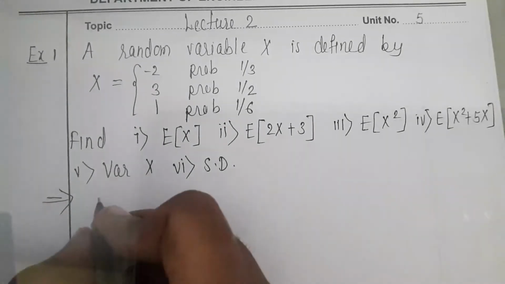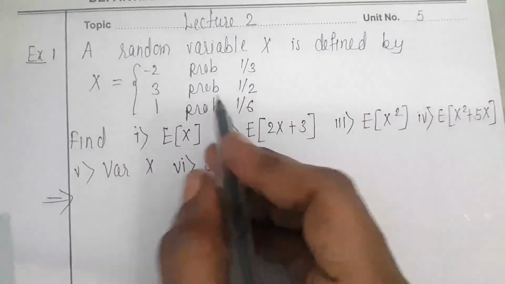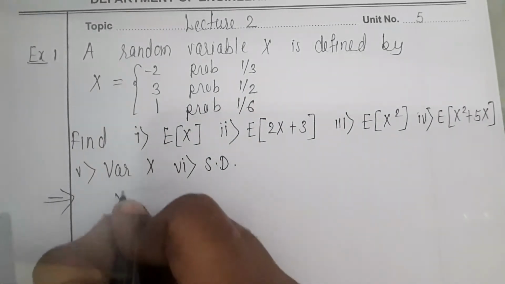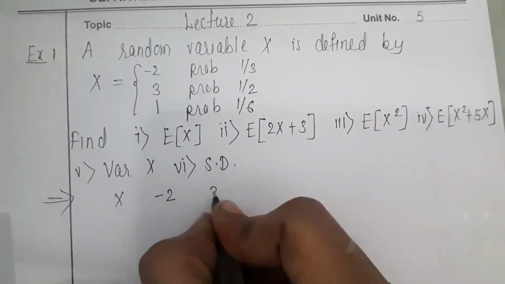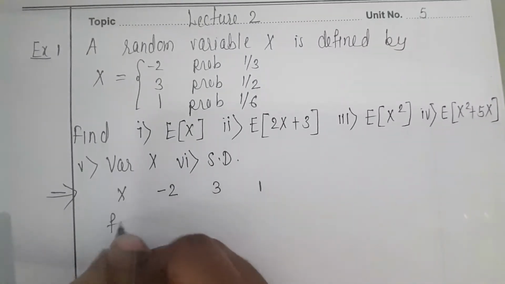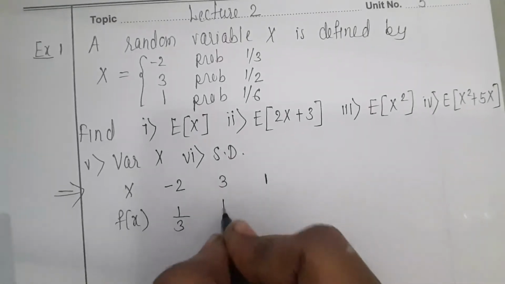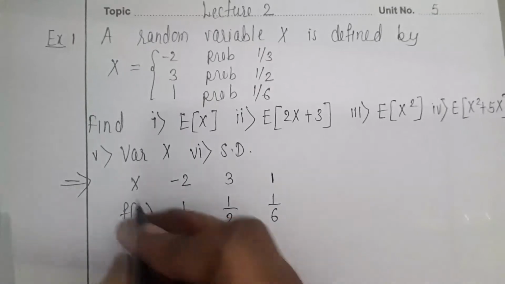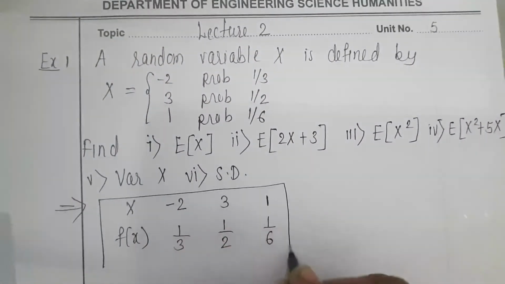Now see, first we are going to write the given part in table form. So first, what is given to us? X values are given as minus 2, 3 and 1. And for these x values, the corresponding f of x values are 1 by 3, then 1 by 2 and 1 by 6. So this is the value of the random variable and the probability function.